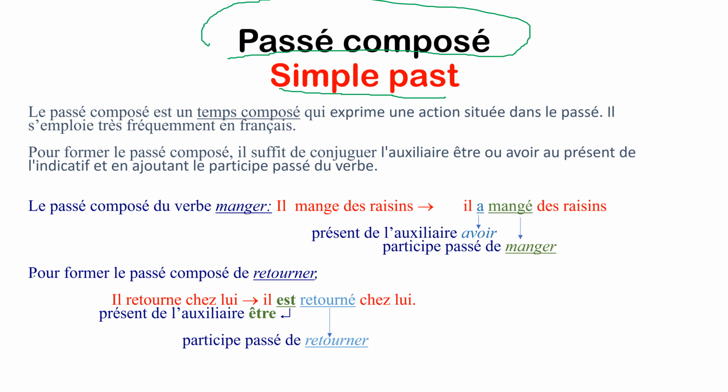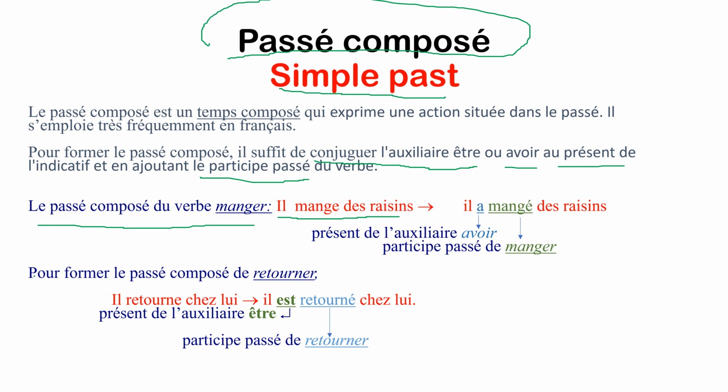Now, how do we have the passé composé? All we need to do is conjugate l'auxiliaire être ou avoir in the present tense of the indicative, and we add the participe passé of the verb, as we saw earlier. So let's look at this example. Let's look at le passé composé du verbe manger. Manger means to eat. Il mange des raisins.